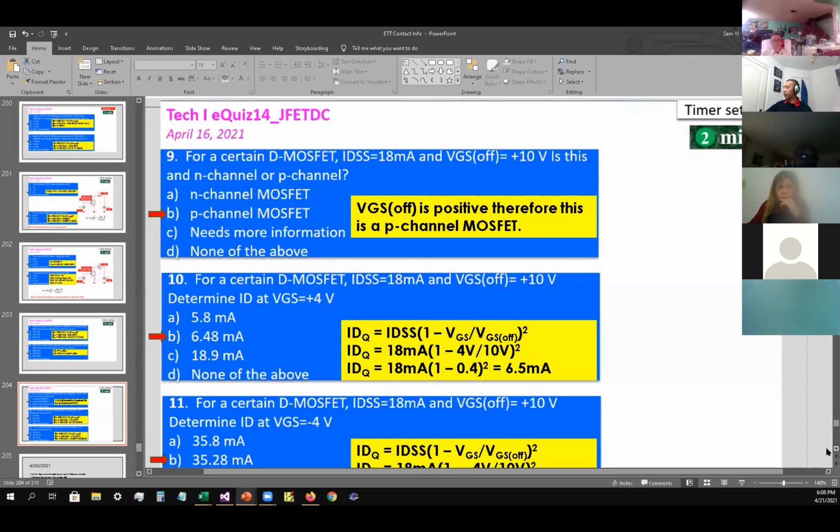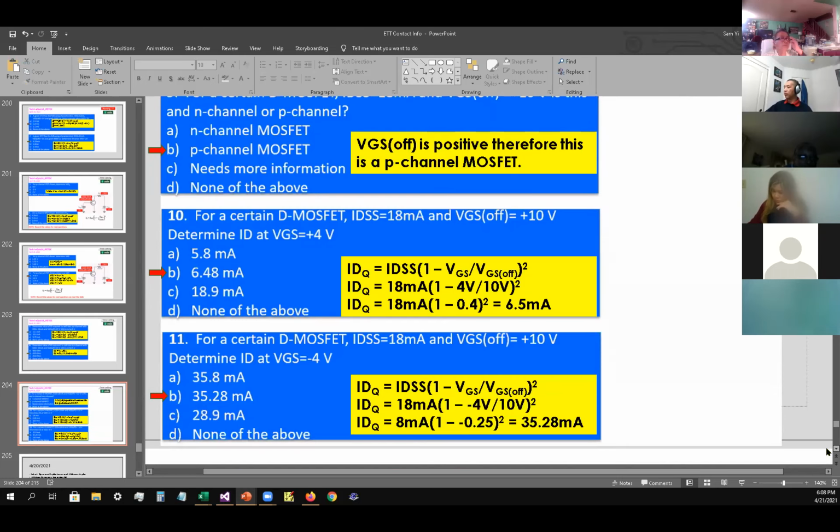Okay, for number 11, for a certain D MOSFET, IDSS equal to 18 milliamps and VGS off equal positive 10 volt. Determine ID at VGS equal negative 4 volt. You just do the same thing and substitute in. The VGS will be negative 4, and then you do your calculation. The answer comes to 35.28 milliamps. So B is your answer for number 11. Everything's good there.